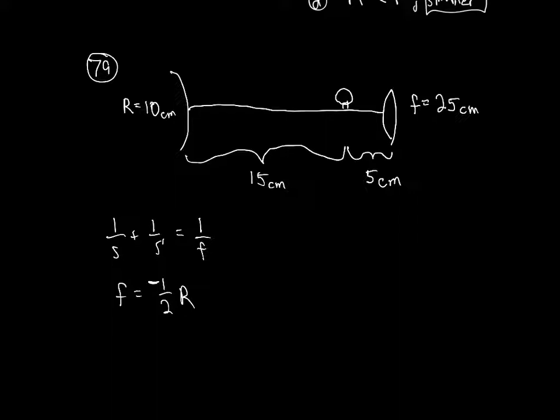So we need to have a negative focal length. Focal length, F, is then going to be negative 1/2 times the radius of curvature. What is the radius of curvature? 10. So the focal length of this is negative 5.